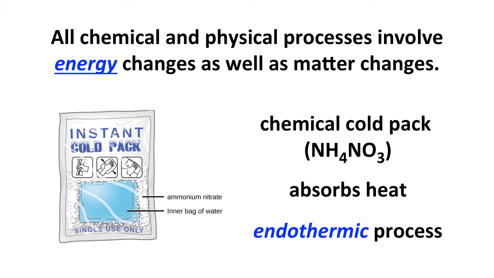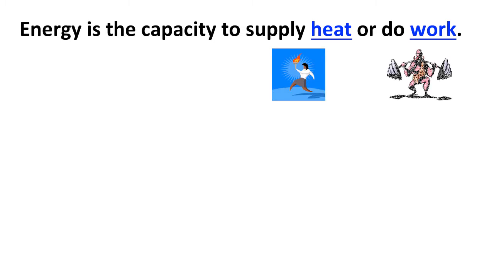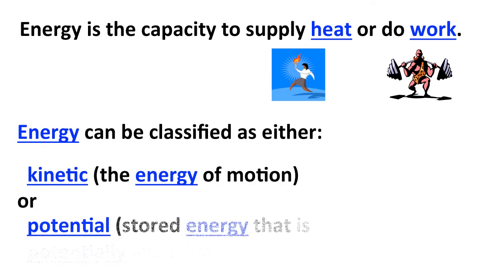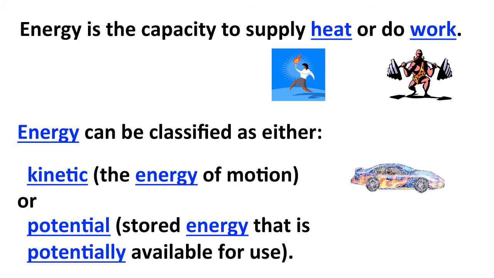Now, when we deal with any kind of energy change in a chemical process, it's good to have a little bit of background information. So first, a couple of things pertaining to energy in general. One way of defining energy is that it's the capacity to either supply heat or to do work. And we can talk about energy in a number of different categories. Another common classification is to talk about energy as being either kinetic energy, the energy of motion, or potential energy, stored energy that is potentially available for use.